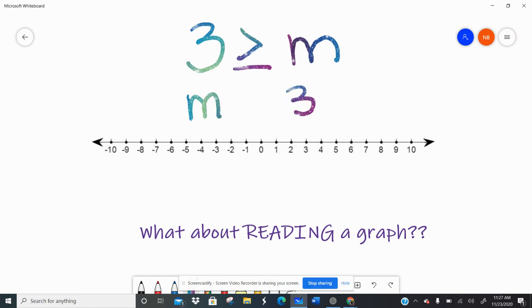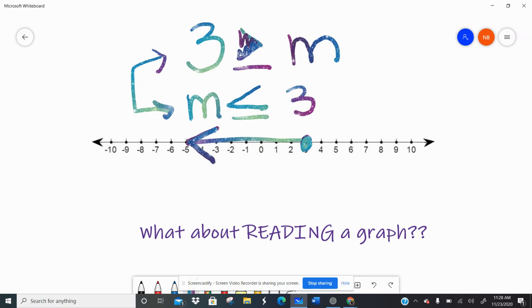But remember, the alligator always faces, or wants to eat, the bigger number. If this is an alligator, it's facing the 3 there, then I have to flip the sign and face the 3 there. So if you flip the order, you have to flip the sign. So m is less than or equal to 3. Well, I can do this. I have a closed circle at 3 because I have that line, and m is less than, so I'm going to the left. So that graph matches both of these inequalities.